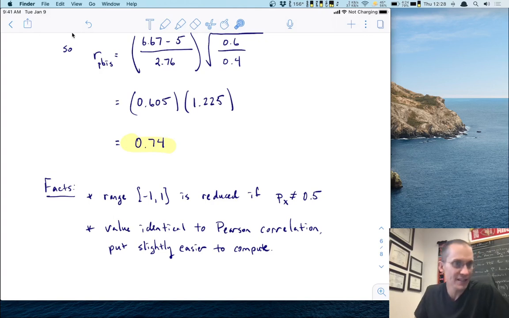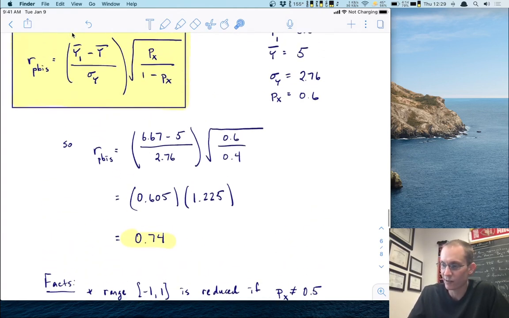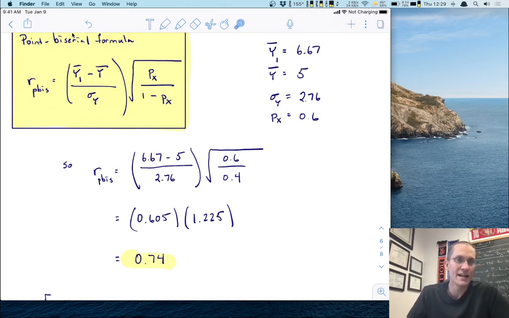A couple of facts about the point biserial correlation. Just like with the phi coefficient, the range from -1 to 1 is reduced, and it's reduced whenever px is not equal to 0.5. So if you have something that does not vary at a 50% probability, in other words, people get more than 50% correct or less than 50% correct, your range gets reduced. You can only get a maximum less than 1 or greater than -1. And I'll say this, the value is absolutely identical to what you would get if you computed a Pearson correlation, but it is slightly easier to compute. Okay, so that's one of the reasons that the point biserial formula exists, because this process is a lot easier in general than doing the Pearson correlation, especially if you have big data sets. Okay, so that's the point biserial formula.